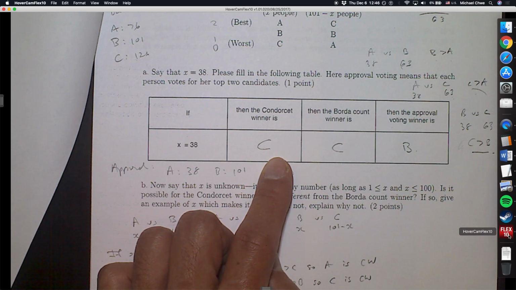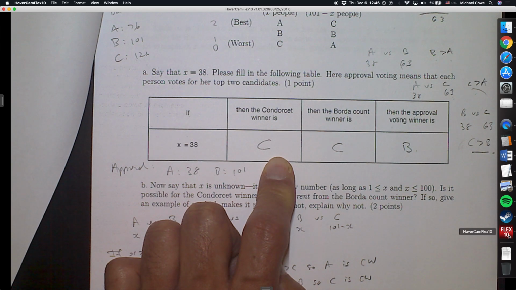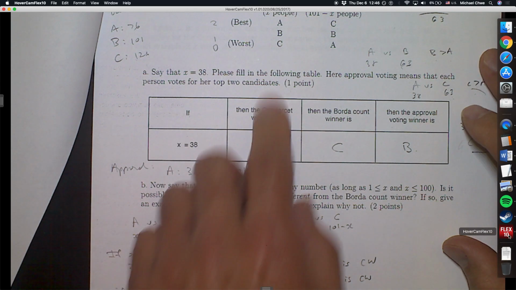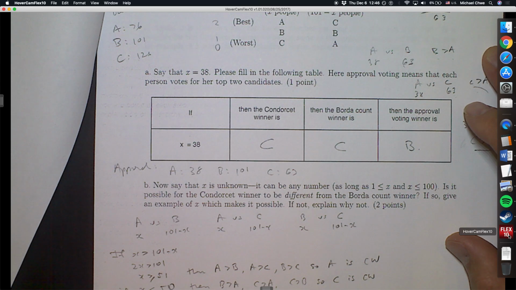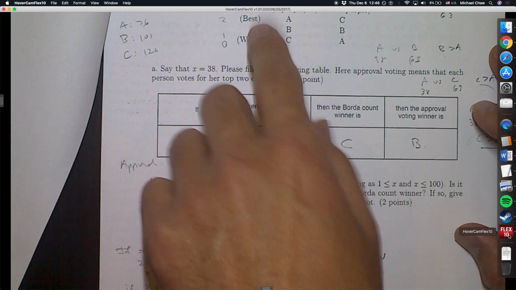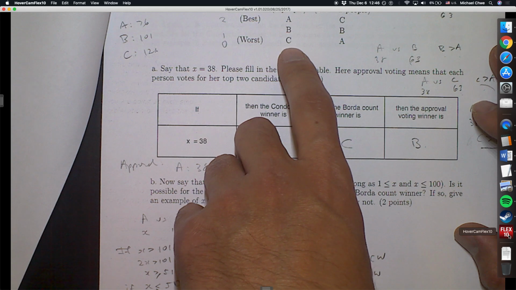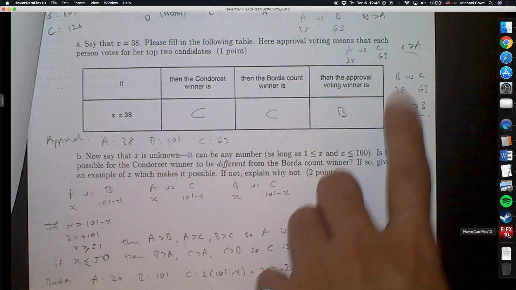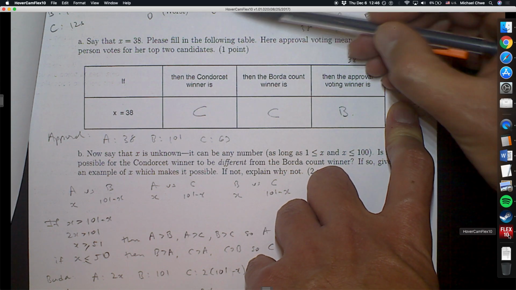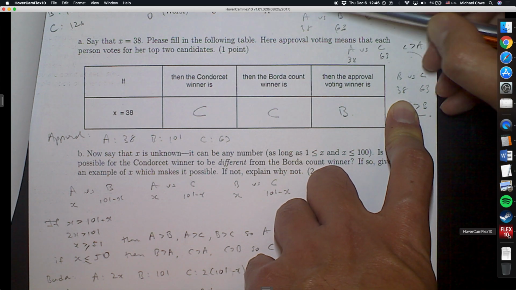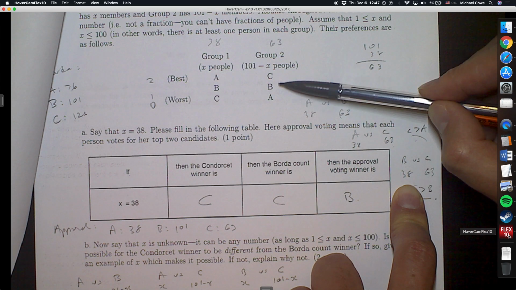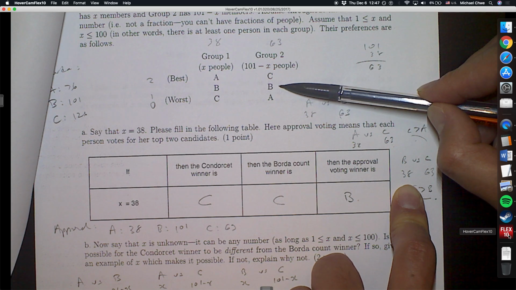Any questions about how that works? Can you re-explain that? Condorcet is all about pairwise comparisons. Remember, something's a Condorcet winner if it can beat everything else by majority. So we have to see whether C beats B and A. Let's go B versus C. How many people are going to vote for B? These 38 people like B better than C, and 63 people like C better than B. Does that make sense? So a majority like C better than B.